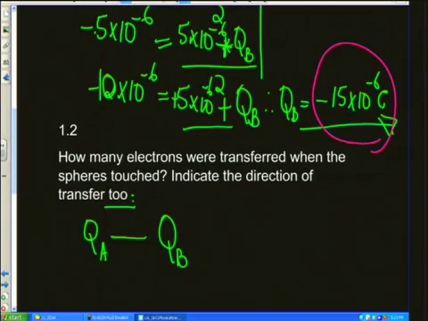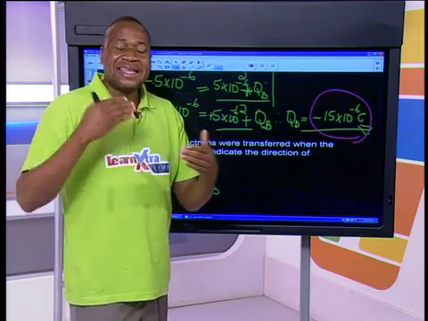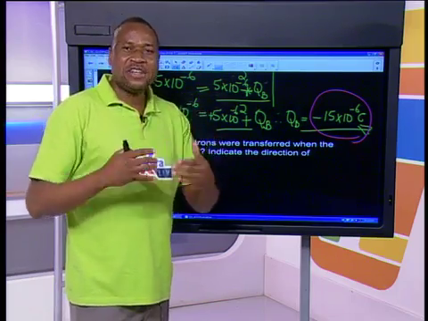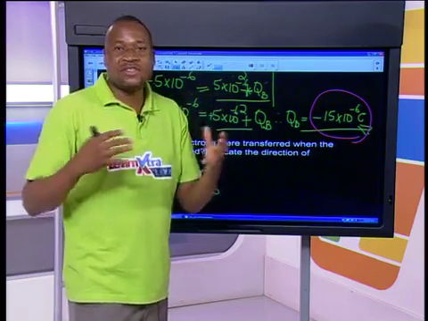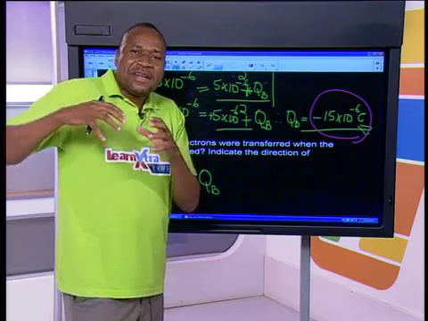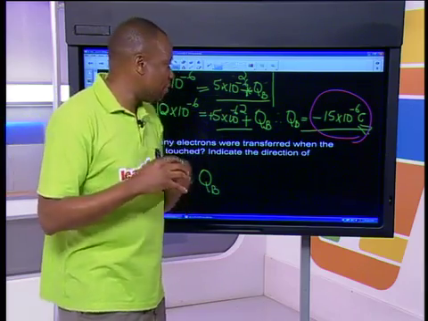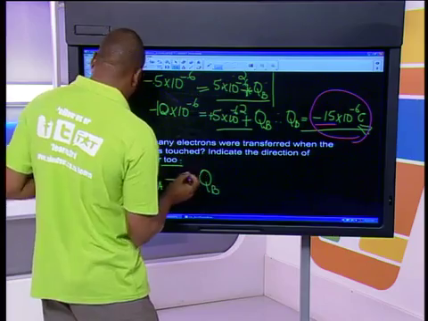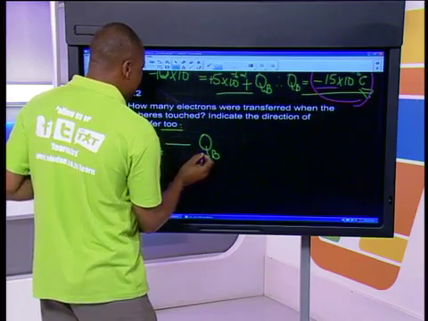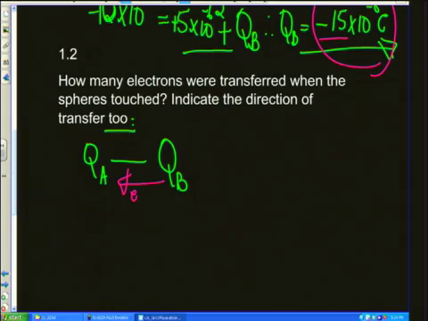Now, the reason objects get charged is because objects transfer electrons between each other. Only those that have got excess electrons will be able to transfer. QB here has got a negative charge. Definitely it's the one with excess electrons, and therefore electrons will actually be transferred from B to A. So that will be your electron transfer, from B to A.